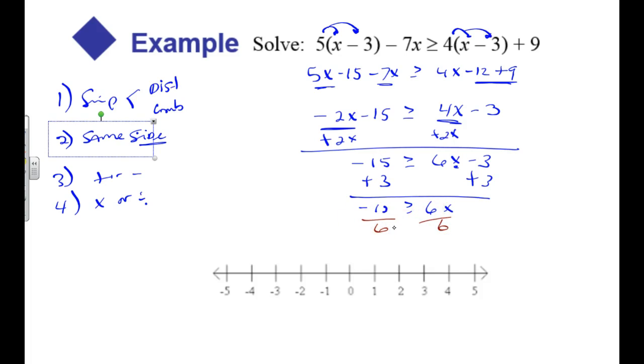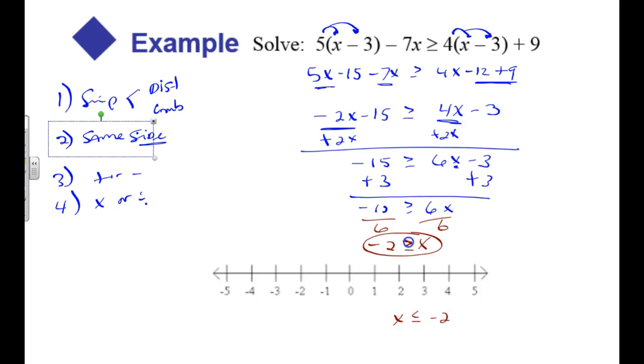Remember, you do not flip the inequality sign if you divide. It's only if you divide through by a negative. So this is interesting because the inequality sign's on the, or the x, the variable's on the wrong side. So notice I'm going to take this answer, which is the correct answer, but I would much prefer you to write x is less than or equal to negative 2.